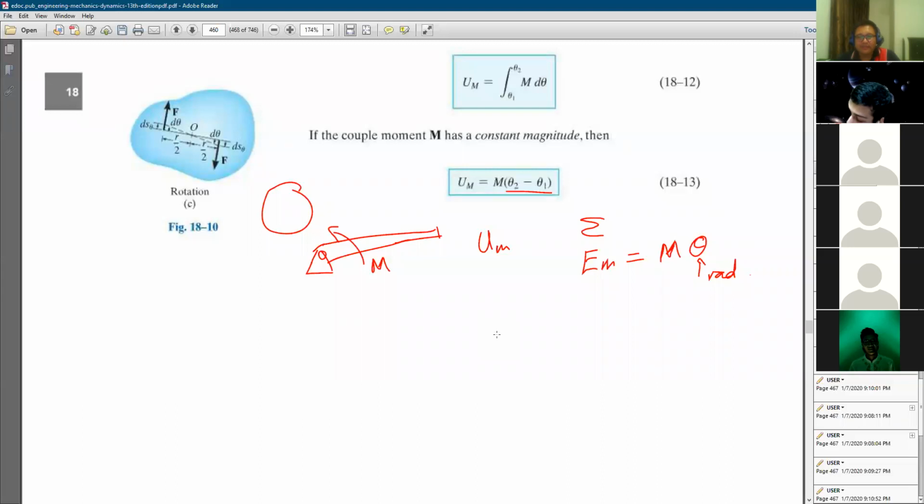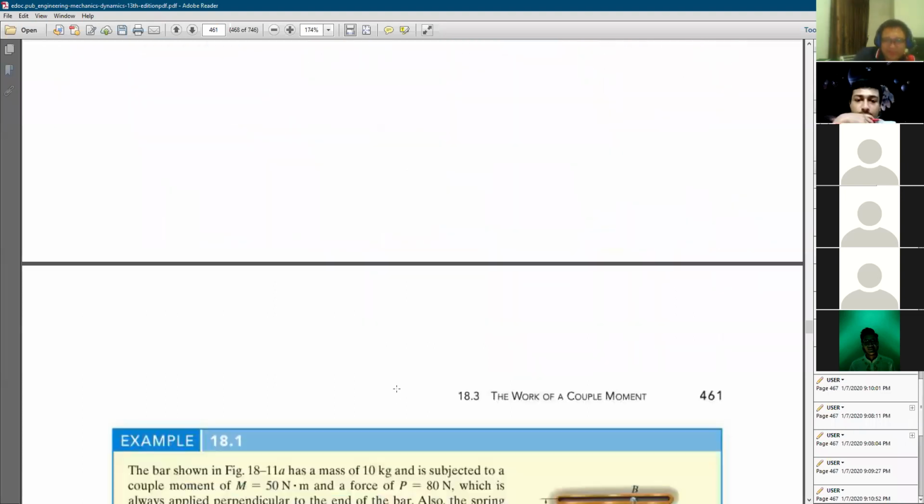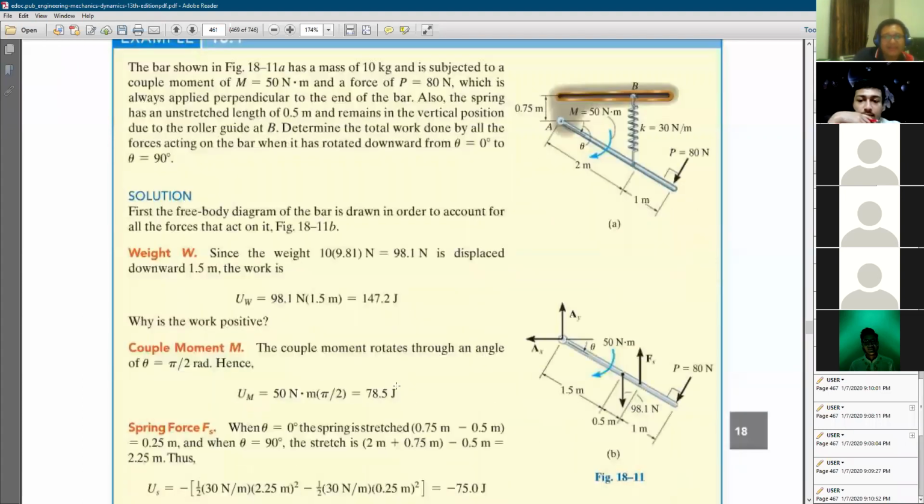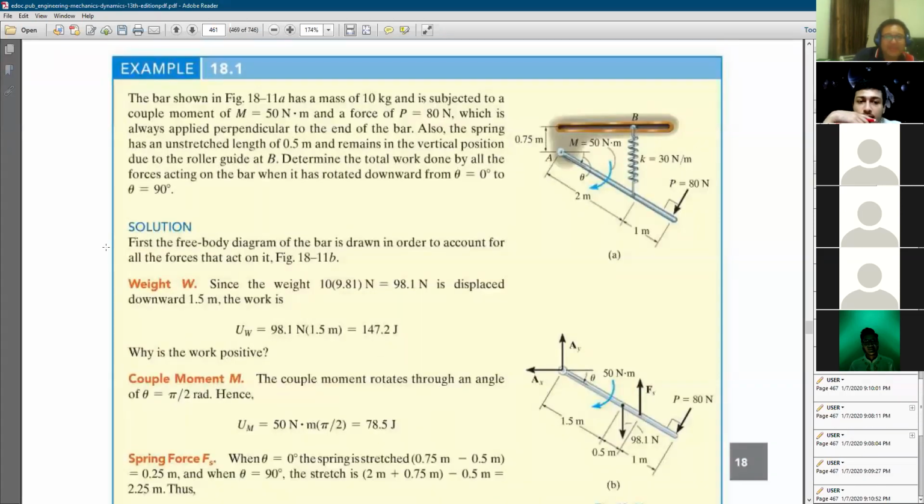For example, we have an example after this, so we go to that particular example. Yeah, this one. Otherwise, I need to think of something else. Sorry, too many. Just a second.